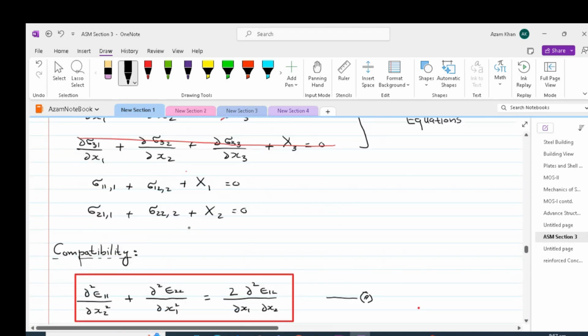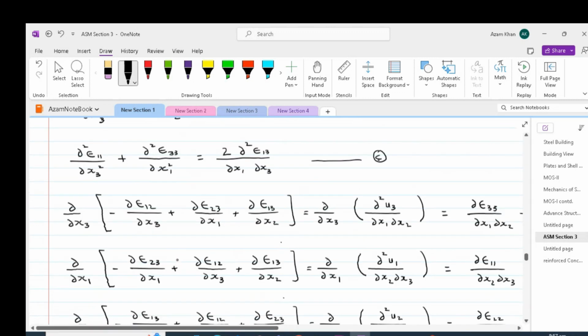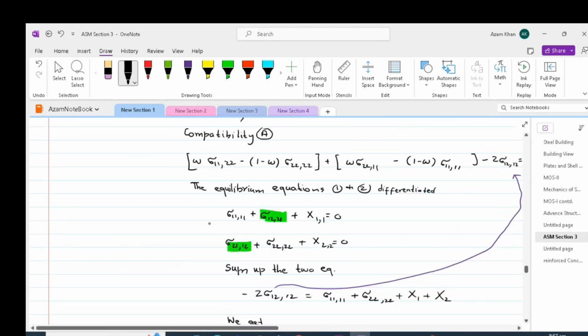Now we have the equilibrium equations. We already discussed that we reduced the equilibrium equations to 2. We differentiate the first equilibrium equation with respect to 1 and the second equilibrium equation with respect to 2, and that has been done here. So all the terms of the first equation are partially differentiated with respect to 1, and the second equation is partially differentiated with respect to 2.